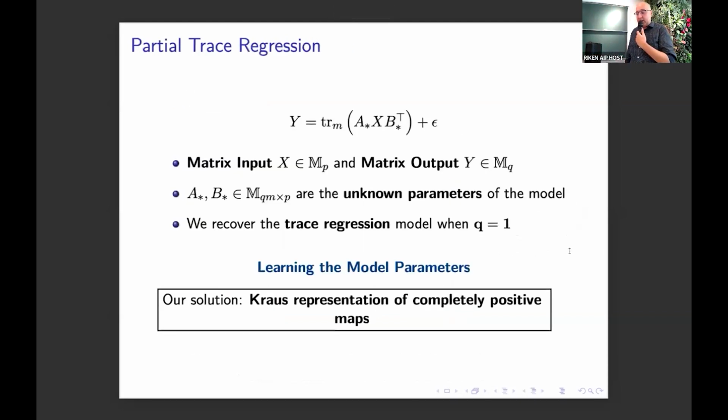So this is how our partial trace regression model is written. Y is equal to the partial trace of A X B, where the star denotes the true parameter of the model. Here X is a matrix of size p by p, and A and B are the matrix parameters of size qm times p, and the partial trace is over the dimension m, which allows us to obtain a matrix as output of dimension q by q. If we take the particular case where q is equal to 1, we recover the standard trace regression model. And now, the question is how to learn, how to find the parameters of the partial trace regression model.